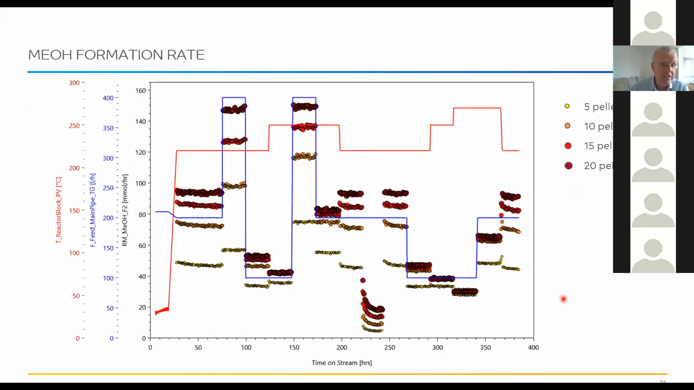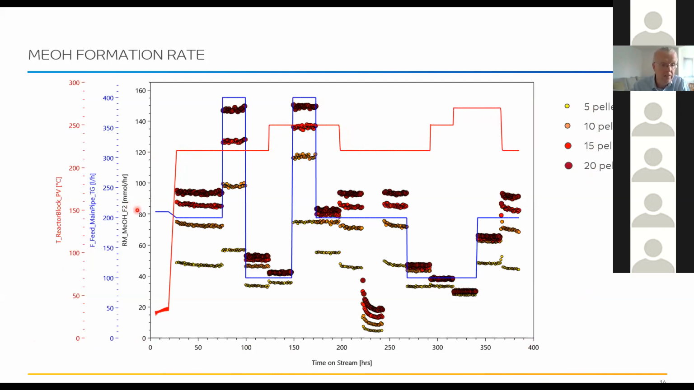I'll come to show you some of the data again. This is quite a complex slide, but I'll talk people through it. Effectively, I'm comparing 5, 10, 15 and 20 pellets over an experiment lasting about 400 hours. The red line is temperature, so I've increased up to 220 and stepped the temperature up and down to 250 or 270.